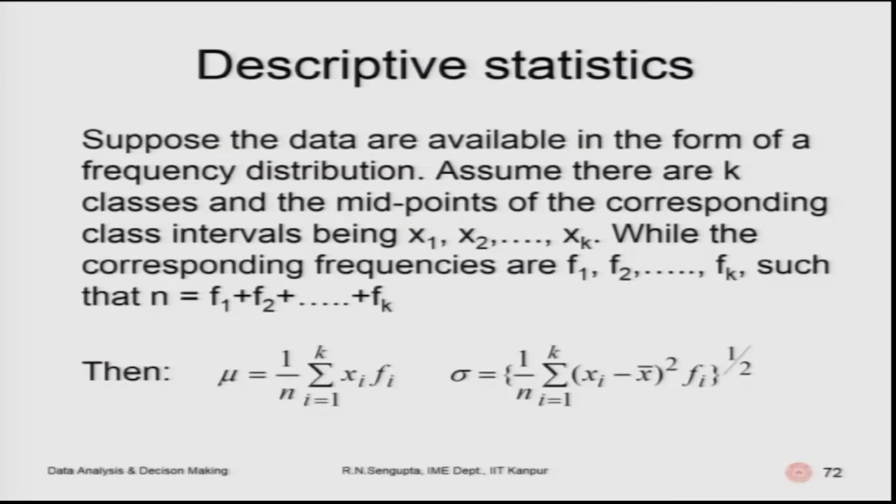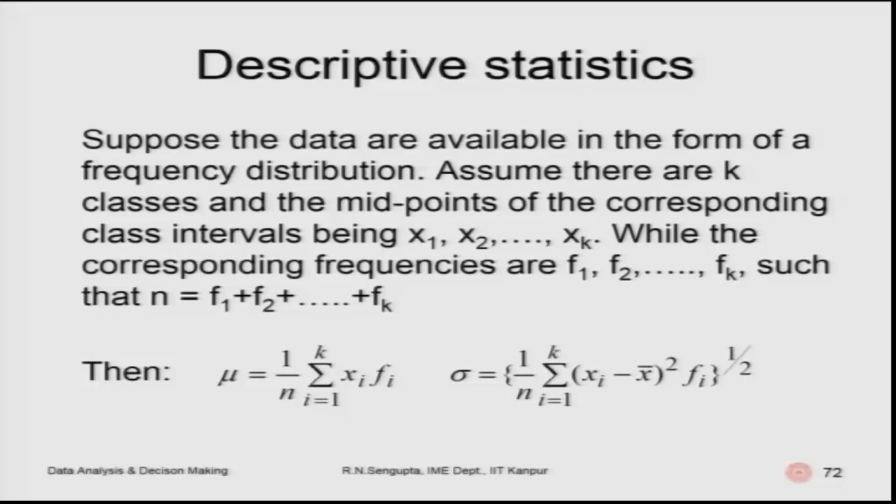Suppose the data are available in the form of a frequency distribution. Assume there are k classes and the midpoints of the corresponding class intervals are given as x1, x2 till xk. Obviously, we have class intervals such that the midpoints are given. The corresponding frequencies of those classes are f1 to fk, and the total frequency is the sum of all the values: f1 plus f2 plus f3 till the last value fk.